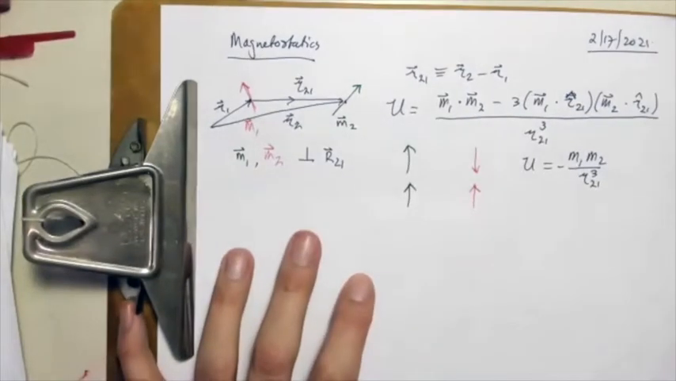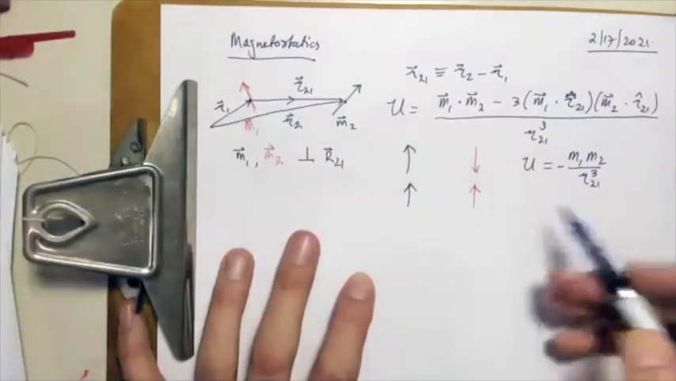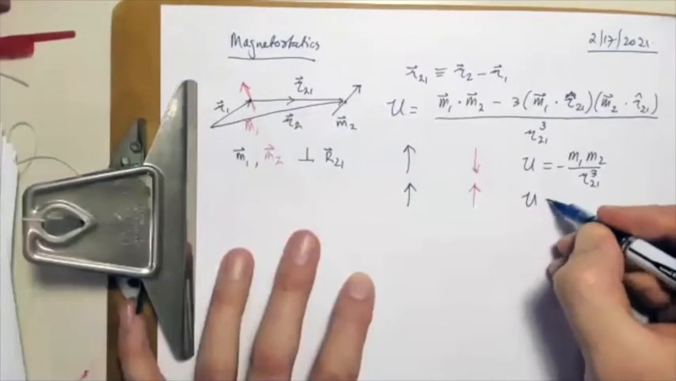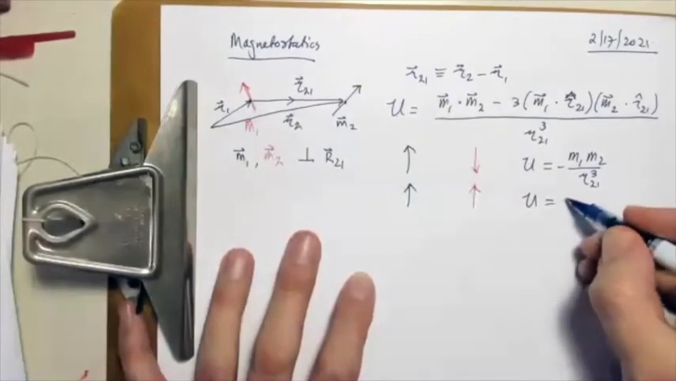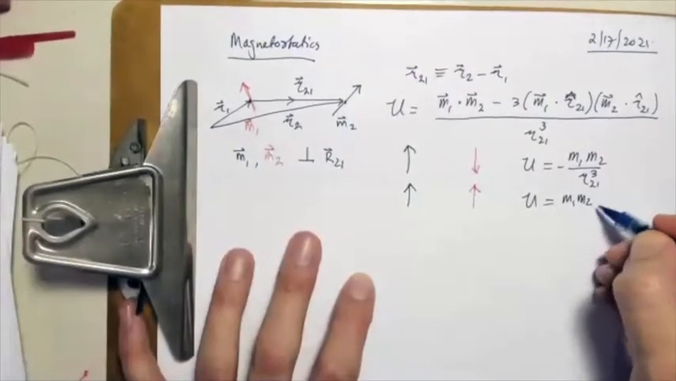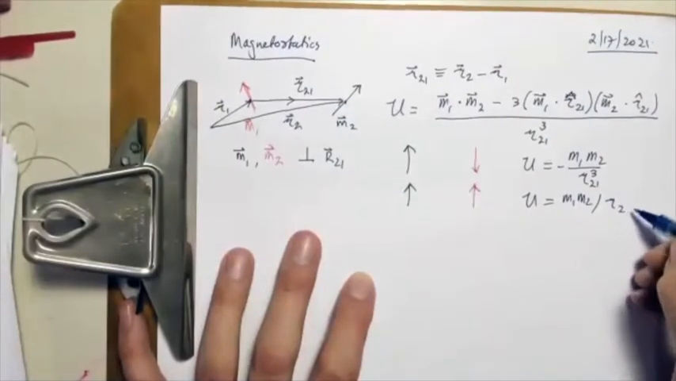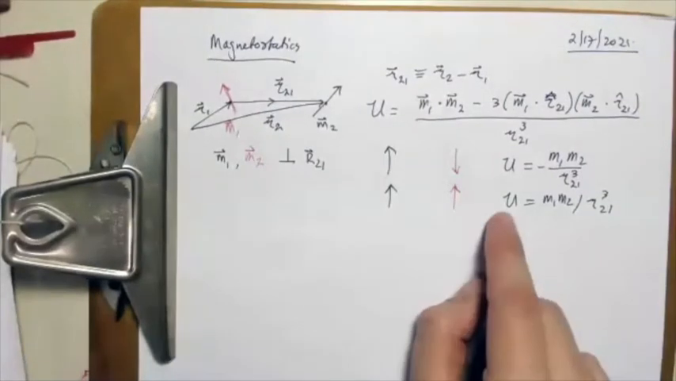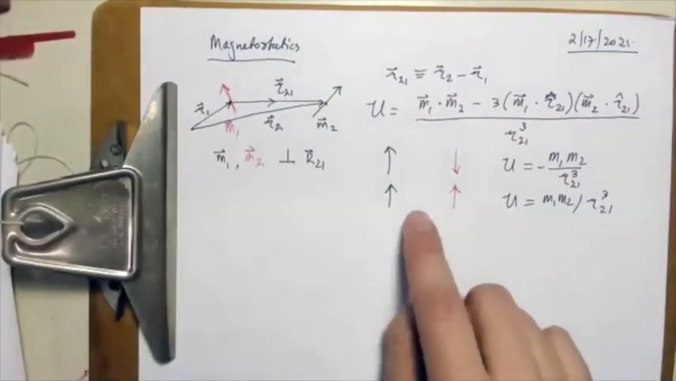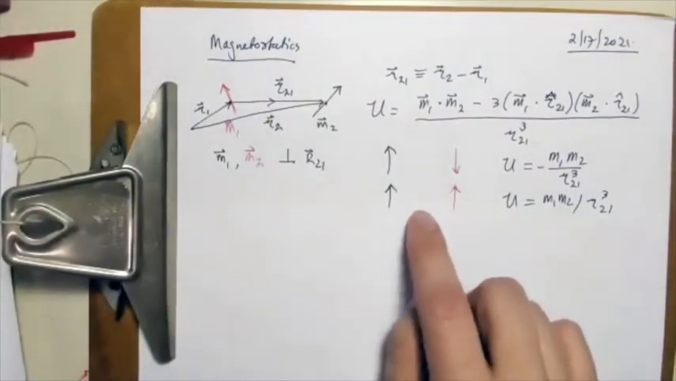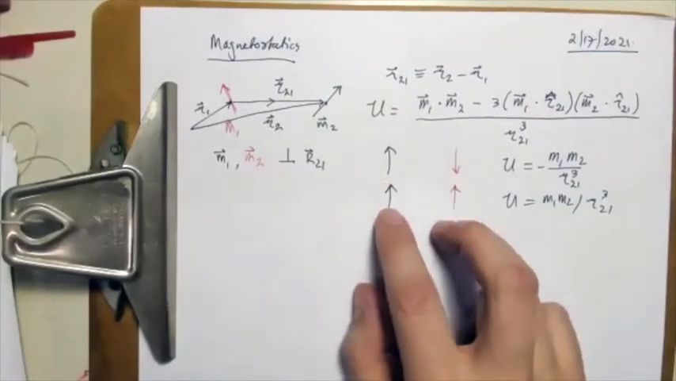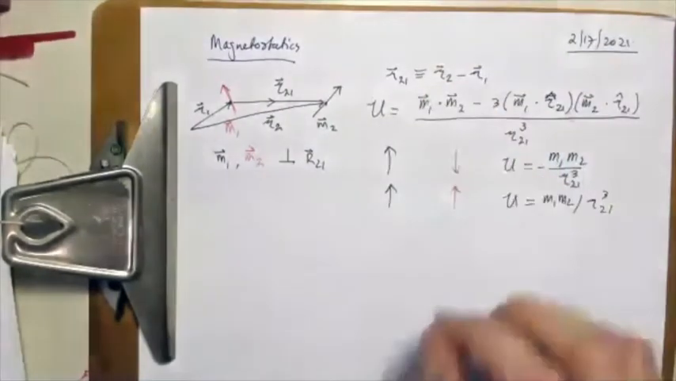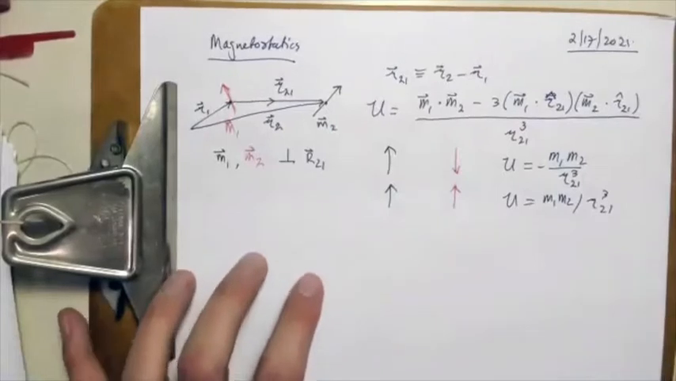All right. In this case, they're pointing in the same direction. We're just flipping the sign of one of them. So we'll have an M1, M2 over R21 cubed. Now, between these two, it's obvious that this is not a preferred orientation, because this one has a lower potential energy than this one. So that works out.